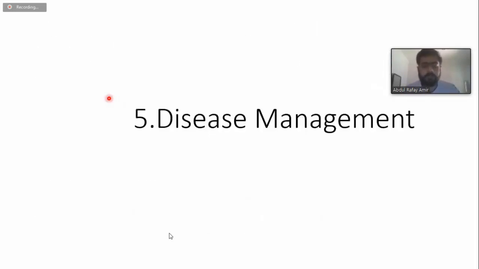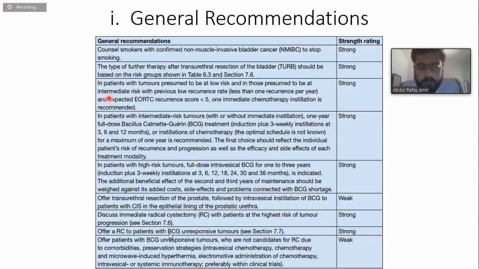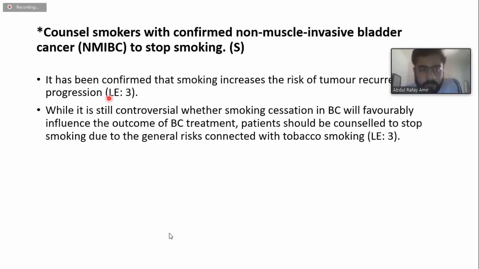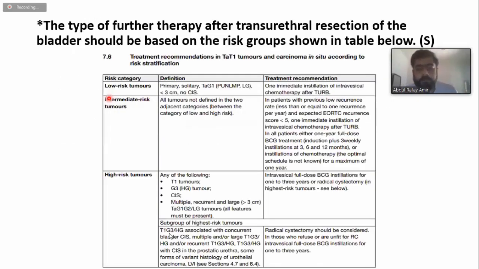Now, the disease management. These are some of the general recommendations. Smoking, as we have established, is one of the risk factors, and patients should be counseled to stop smoking. However, it's still controversial whether smoking cessation in BCG patients will favorably influence the outcome of the bladder cancer tumors. Patients should be counseled to stop smoking because of other risk factors. Treatment should be according to the categories we have defined.